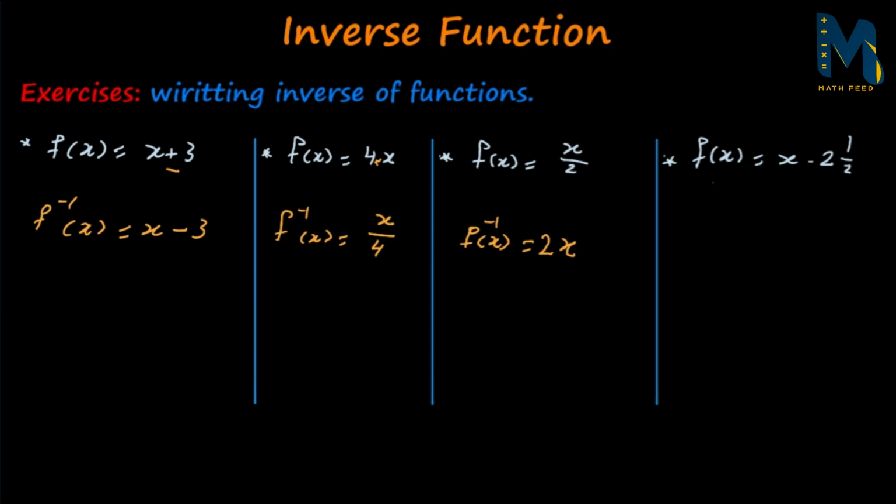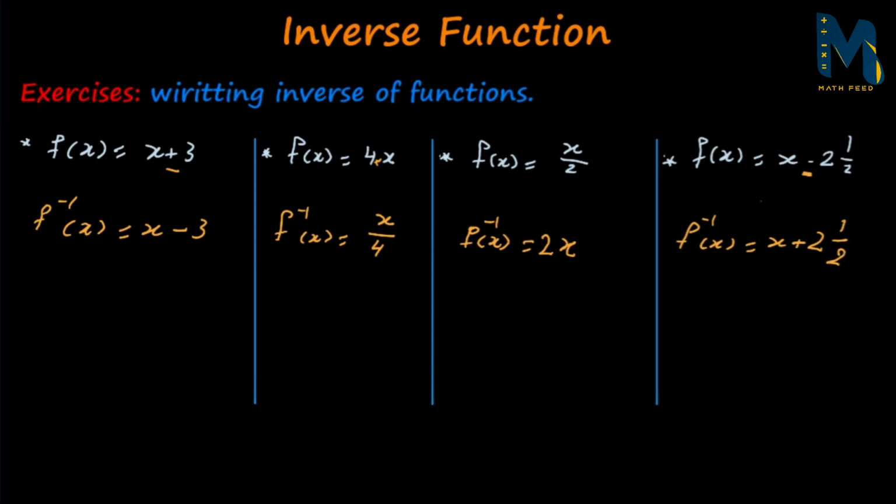In the next example, we have x minus a number. This is a mixed number. So x minus a number. The inverse of subtraction is addition. So it will be f inverse of x equals x plus 2 and 1 over 2.